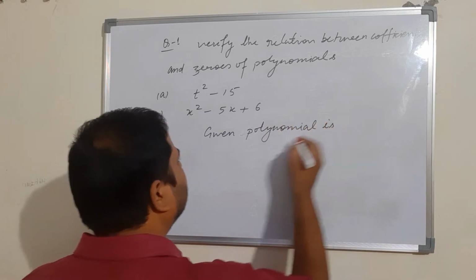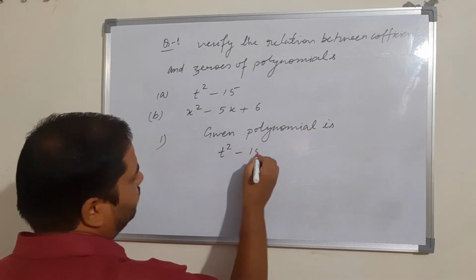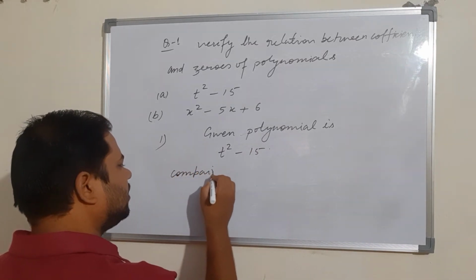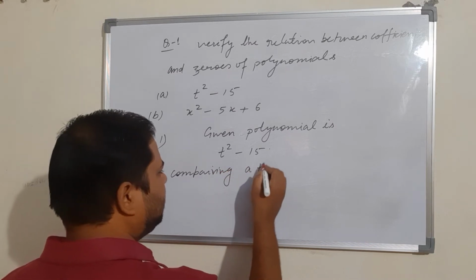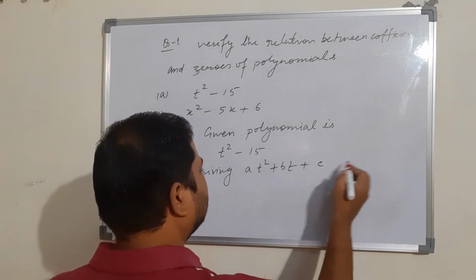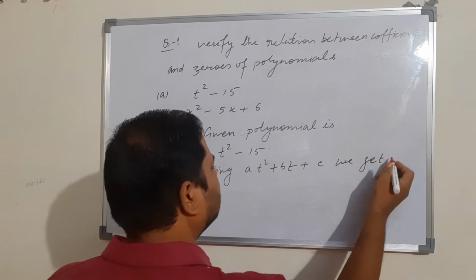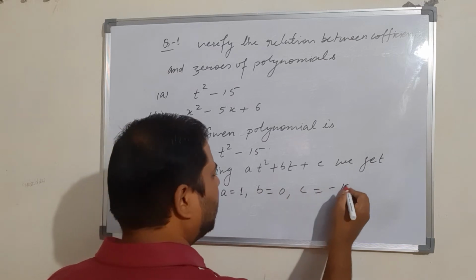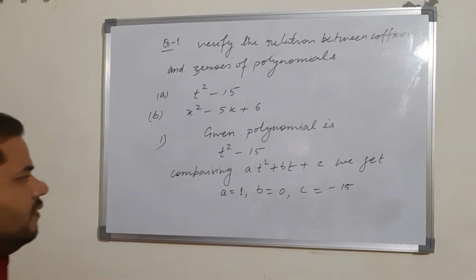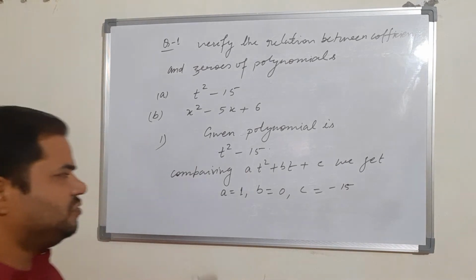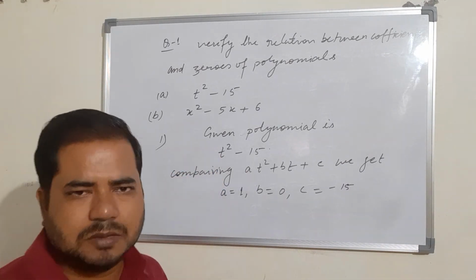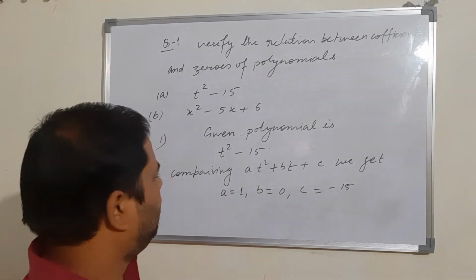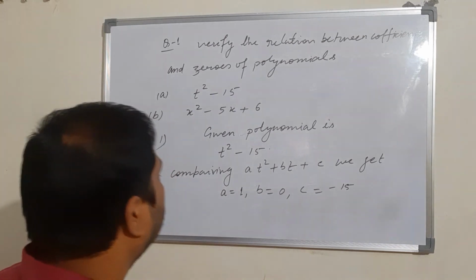The given polynomial is t square minus 15. Comparing with at square plus bt plus c, we get a is equal to 1, b is equal to 0 and c is equal to minus 15. So first of all we find the zeros of this polynomial by the factorization method, and then we find the sum and product of its zeros by the formula.